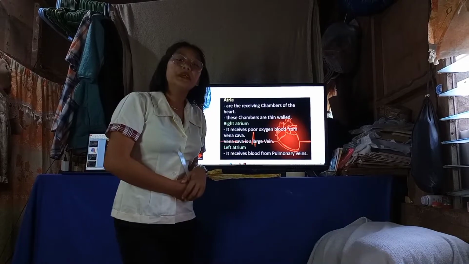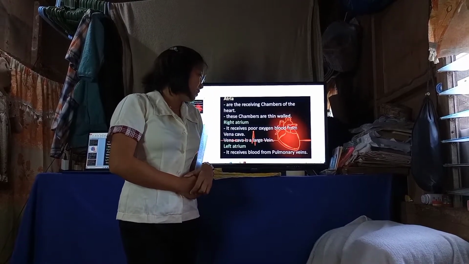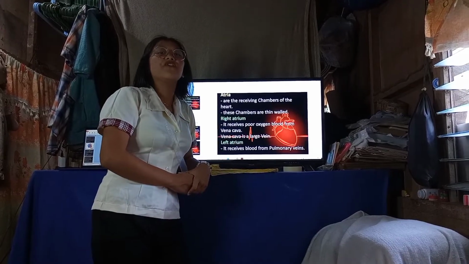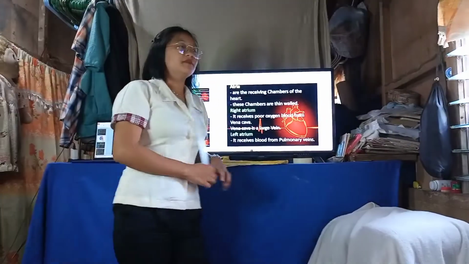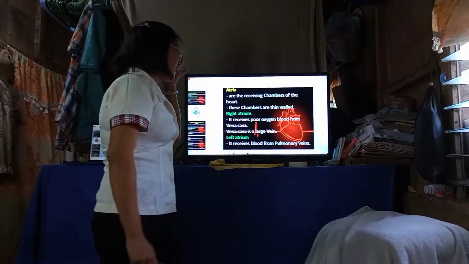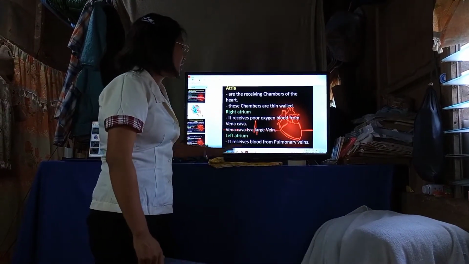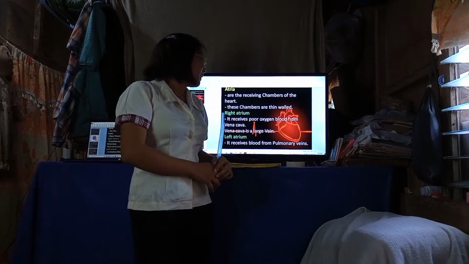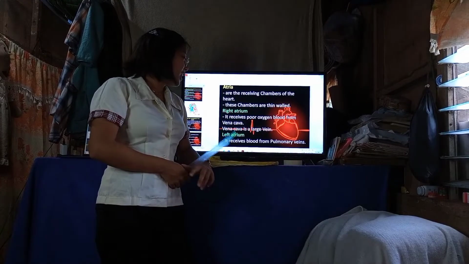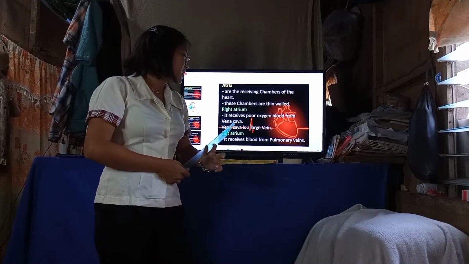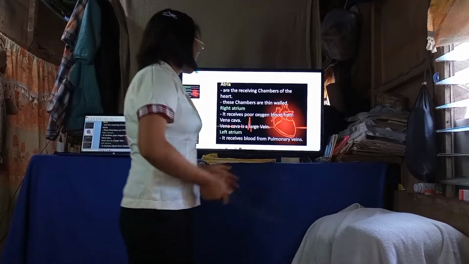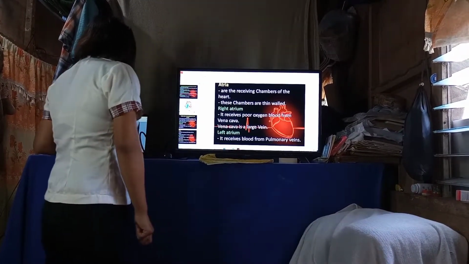So, what do you mean by vena cava? Oh, vena cava is a large vein. Who here doesn't know what a vein is? Everyone knows. Ugat. So, left atrium, it receives blood from pulmonary veins. If right atrium receives blood from the vena cava, the left atrium receives blood from pulmonary veins. So, that is the difference of right atrium and left atrium.